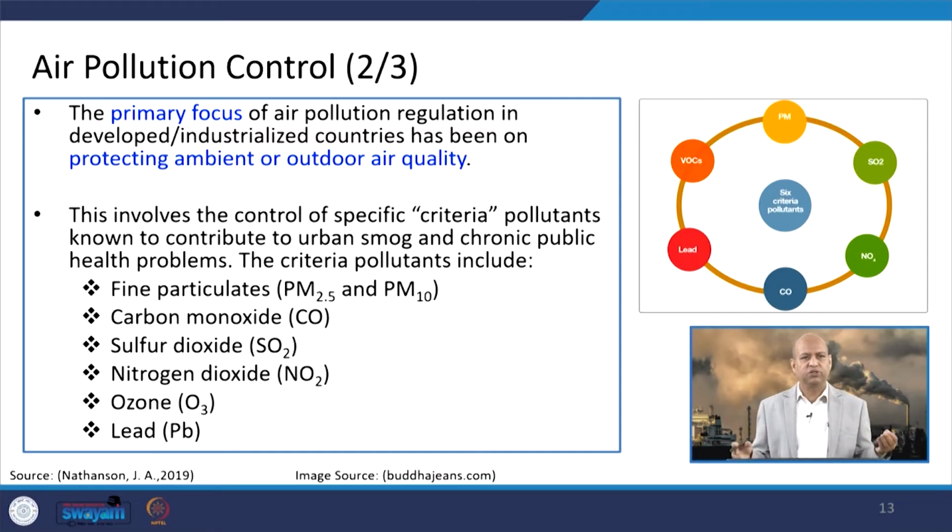Now, both are there, and when we talk about controlling air pollutants, we are trying to control particulate matter PM 2.5, PM 10, carbon monoxide, sulfur dioxide, nitrogen dioxide, ozone, and lead, and we generally call them criteria air pollutants. Okay, what are criteria air pollutants? As you know, criteria air pollutants have certain threshold limits. They are harmful when they exceed the standards, and if they are below those limits, then it is fine, meaning we can tolerate them.